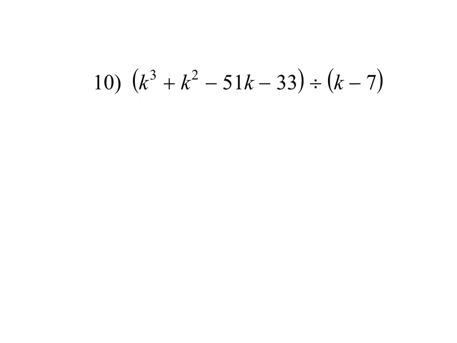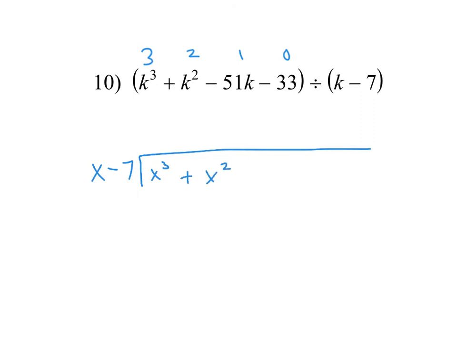All right, what goes on the outside? x minus 7. I'm just going to change it to x minus 7. Same thing, so x minus 7. Before we write the big one on the inside, we've got to make sure all of our terms are there. So we start with cubed, then squared, then x all by itself, and then a number. So we don't have to add anything. We're good to go. So let's just rewrite it in our box. We have x cubed plus x squared minus 51x minus 33.